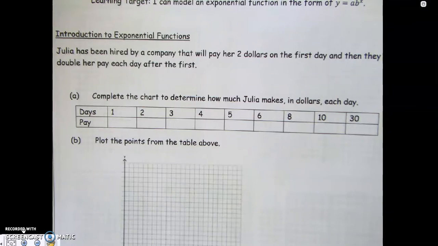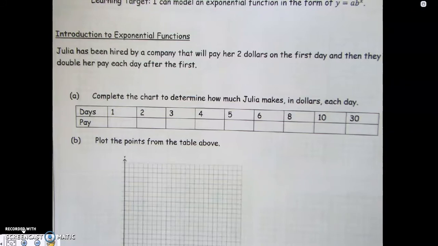we can start filling out the table, and that will help us look at what our numbers are. It says complete the chart to determine how much Julia makes in dollars each day. The question you want to ask yourself is, would you take this job if they said, I'll pay you $2 on the first day and double your pay every day after the first? After you fill out this table, you might have a better answer.